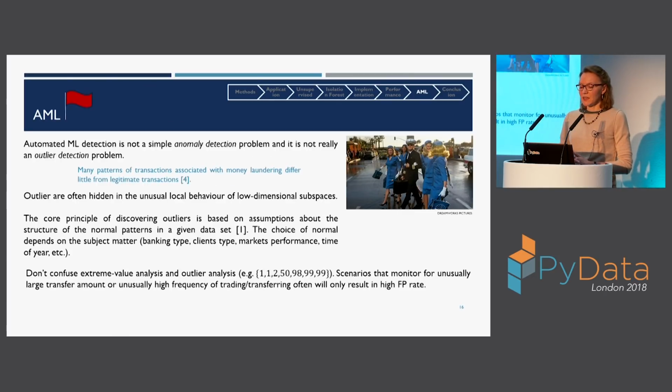So let's go back to the topic of money laundering. I started this talk by saying what is an outlier, what is an anomaly, but the truth is that most of the automated money laundering detection is actually not a simple anomaly detection problem, and it's not really an outlier detection problem. And why is that? Well, it's because many patterns of transactions that are associated with money laundering differ very little from normal transactions. So outliers are hidden in the unusual behavior of low dimensional subspaces. And if you do learn a second thing from this talk, this should be the one.